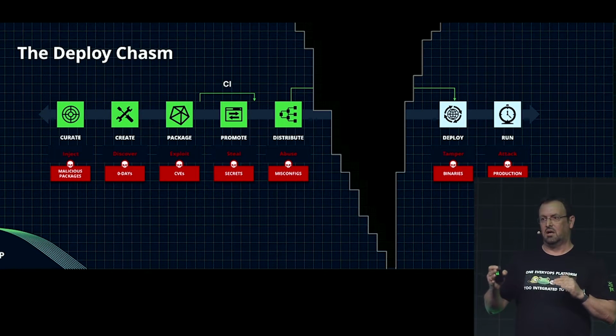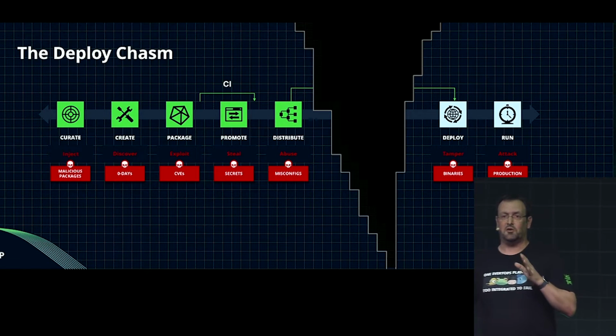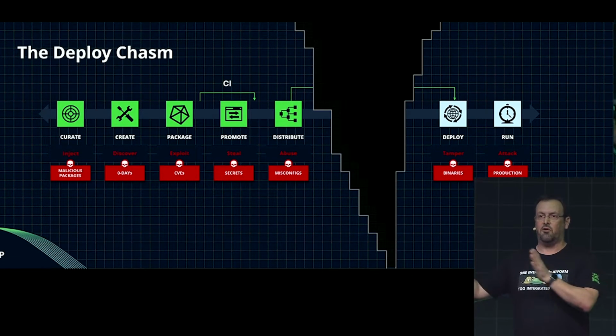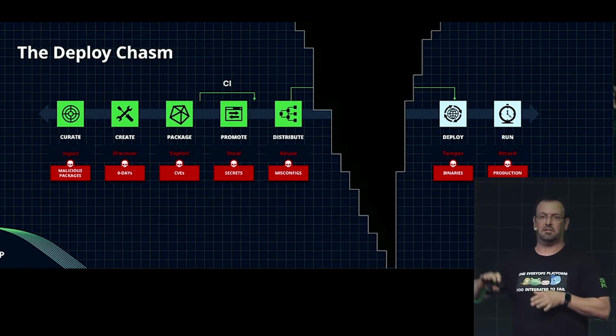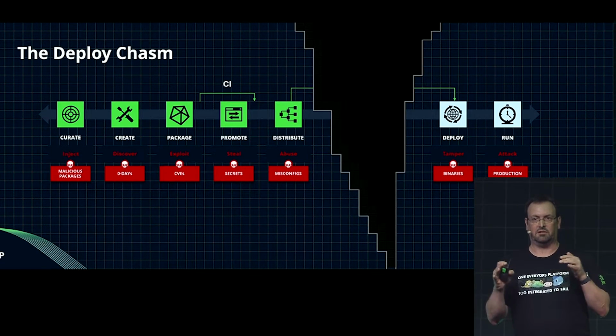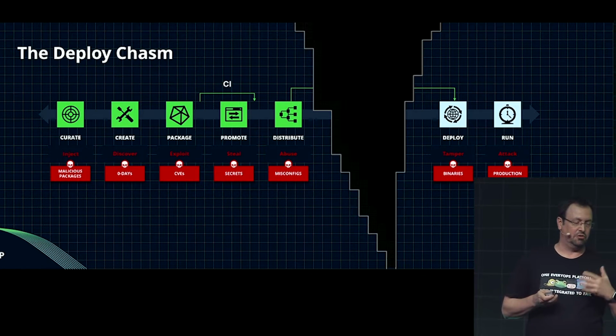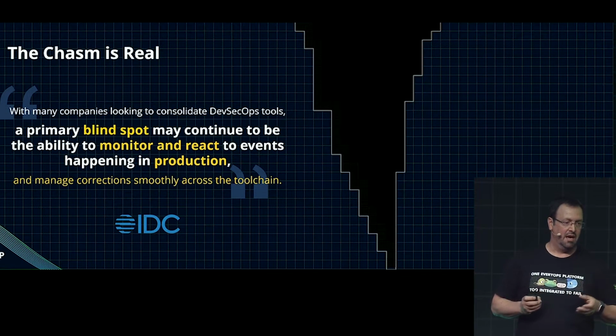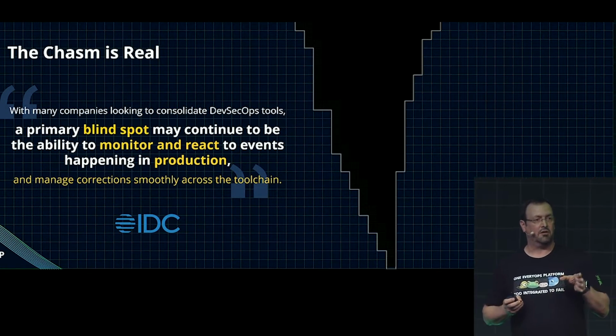You had a very nice software supply chain, but all of a sudden, your runtime binaries are someplace else over the fence, and you don't have the nice visibility that you should have, and we need to fix that. And this chasm is real. It's actually recognized in the industry.